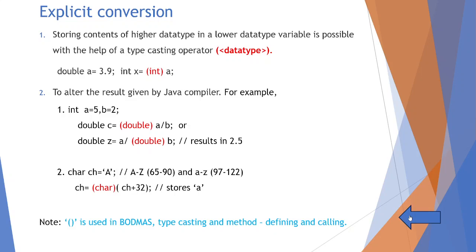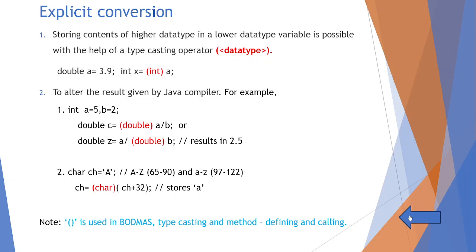Second is to alter the result given by the Java compiler. This is very important. We were getting 2.0 with int A is equal to 5, B is equal to 2, divided by sign, we were getting 2. So, double C equals double of A by B. Double of means what? A should be temporarily converted, the contents of A should be converted into double. What is there in A? 5. So, 5.0 divided by 2.